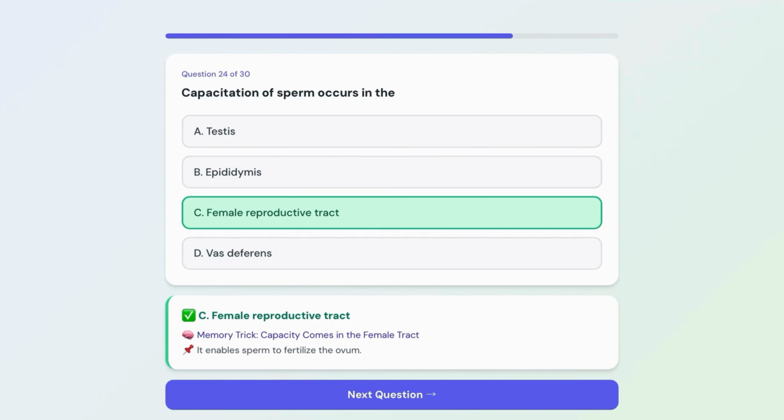Capability to fertilize. Capacitation makes the sperms ready to fertilize the ovum by increasing their ability to penetrate the egg. Don't confuse it with the epididymis, where sperms only gain motility and are stored.